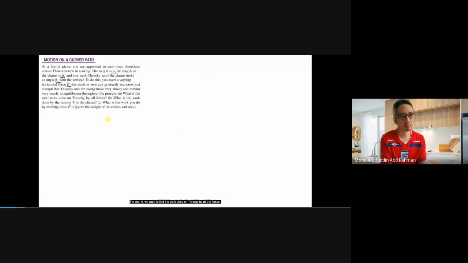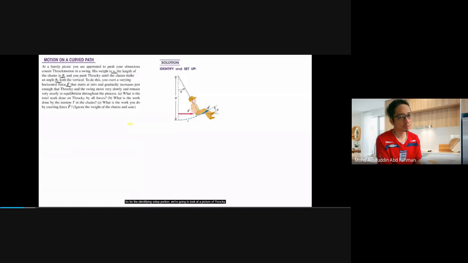For part A, we want to find the work done on Throcky by all the forces. For part B, we want to find the work done by the tension in the chains. And finally, for part C, we want to figure out the work required to push Throcky. And luckily, we can ignore the weight of the chains in the scene. So for the identify and setup portion, we're going to look at a picture of Throcky, and then we're going to look at his free body diagram.